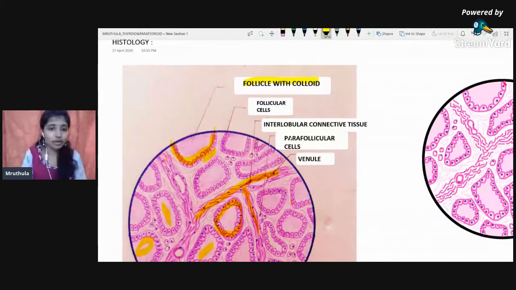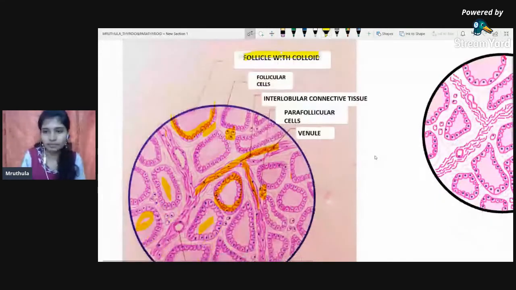Now coming to parafollicular cells. So parafollicular cells exist as single cells or clusters of cells in between the follicles, that is, in the interfollicular area. So I've marked it here. These are the parafollicular cells. Okay, so what is the function of a parafollicular cell? The other name for parafollicular cell is C cell. That tells us about the function. It is called C cell because it secretes calcitonin. Okay, calcitonin is a hormone that decreases the calcium level in the blood.